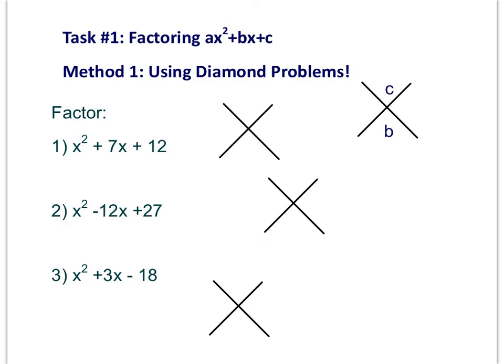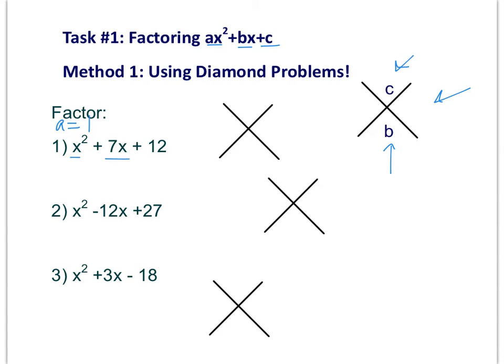So here's how we would do this. We are going to draw an x, and what goes in the top spot is c, and what goes in the bottom spot is b. Now let's kind of recap. What is a, what is b, and what is c? And then that will kind of help fill in our diamond. So here, a is in front of x squared, and there is nothing in front of x squared. So that's right now is just 1, so a equals 1.